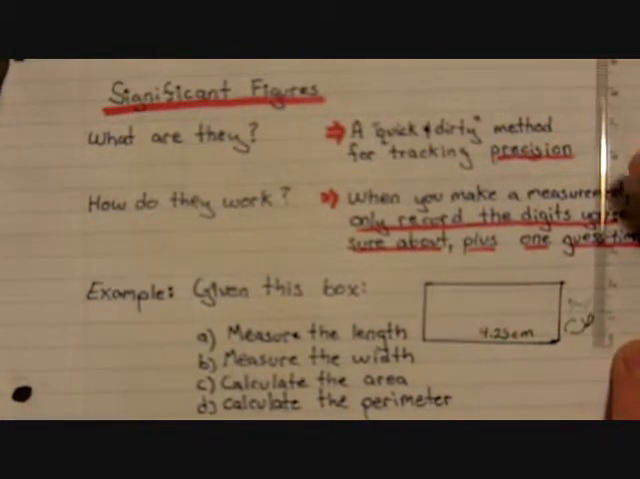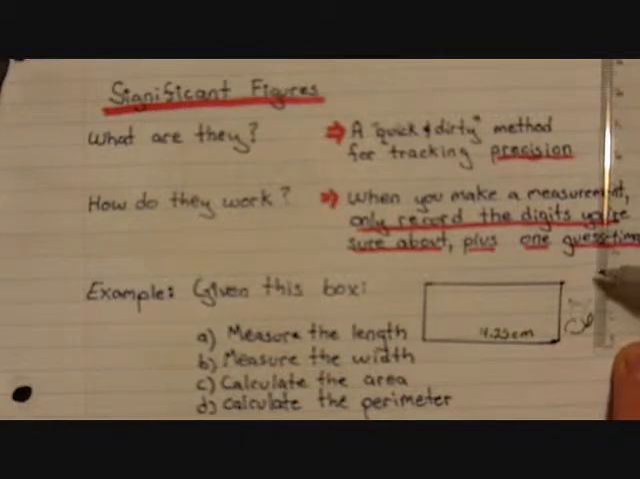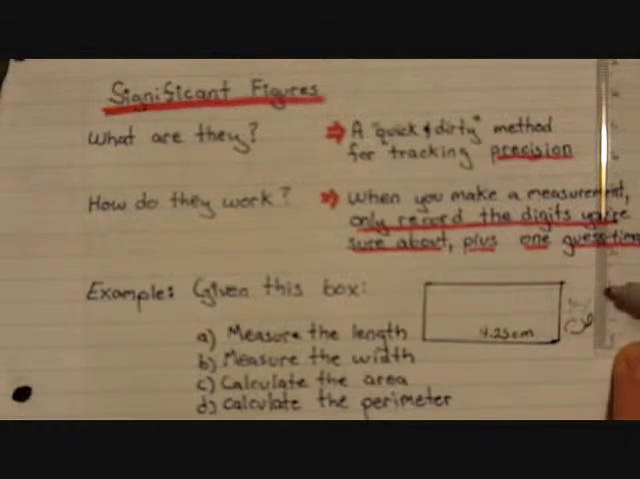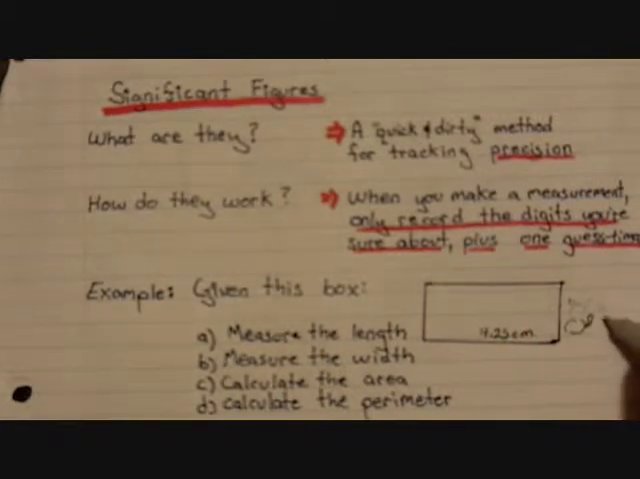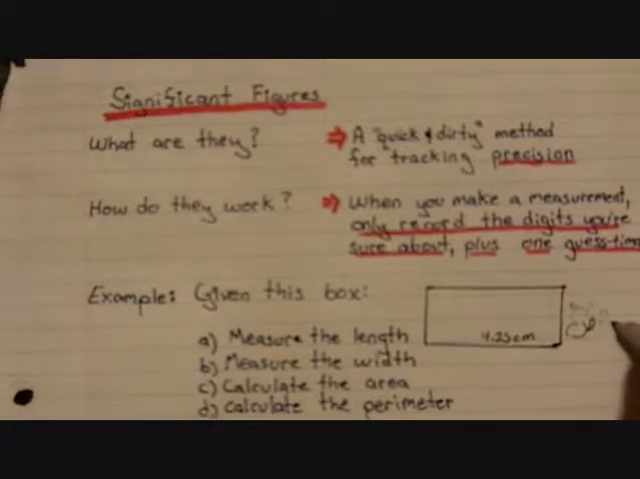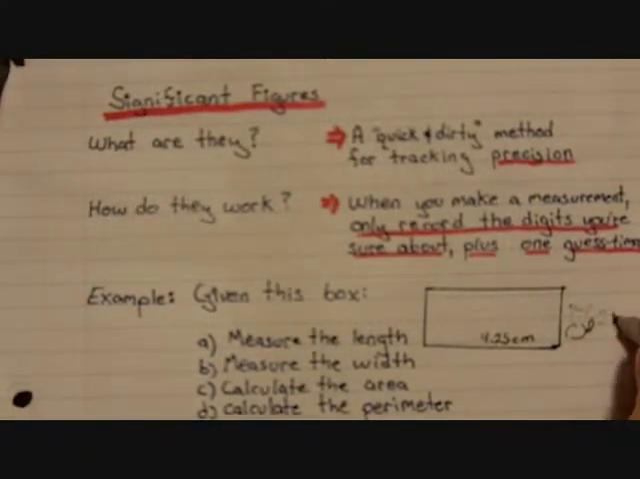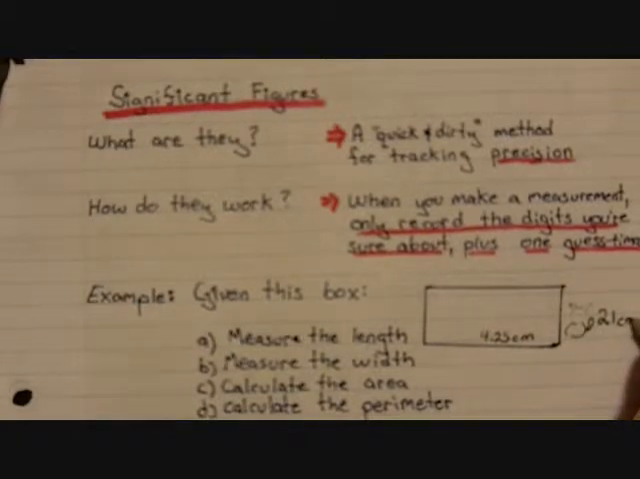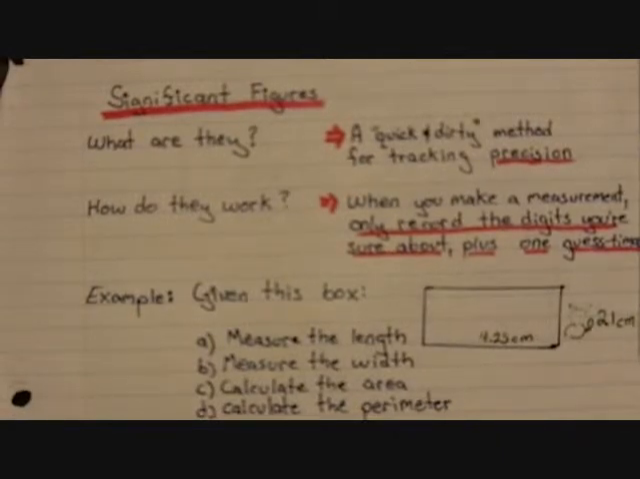I know it's at least 2, somewhere between 2 and 3, but I'm not sure exactly if it's 2.1 or 2.2, so I'm sure about the 2, but I'm going to guess the next one. I'll guess it's 0.1. So I'll say this is 2.1. Because we weren't able to make as precise a measurement because the cat got in the way, we wind up with less figures, less significant figures. All right, so that's the basics of it.